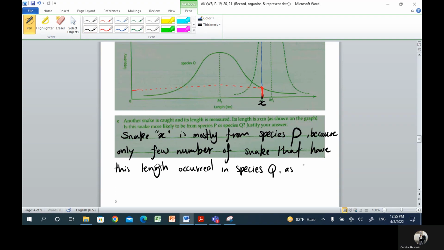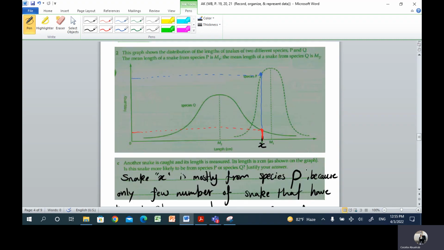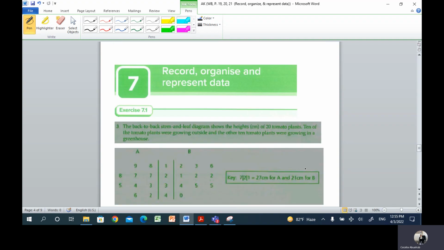As frequency indicated on the drawn graph. So that's how we interpret answers or data from drawn graphs.